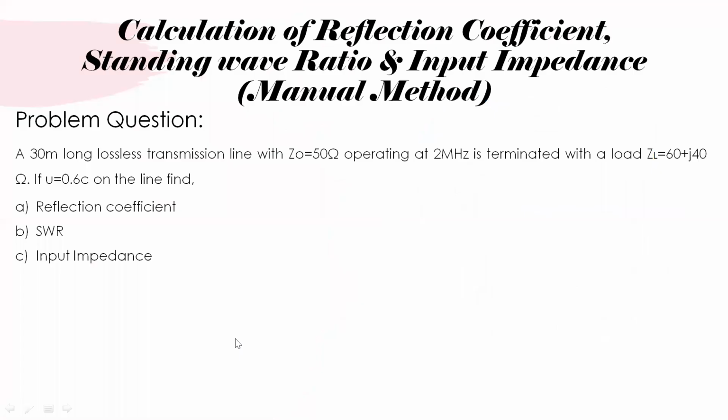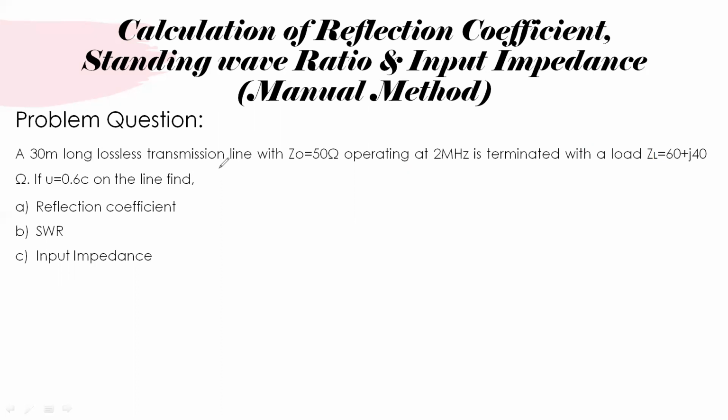Next we will see how to calculate the reflection coefficient gamma, the standing wave ratio S, and another value, the input impedance, using the Smith chart. Before going to the Smith chart, let us do the manual calculation and see how to proceed. The question is given here. This question has been taken from the textbook Sadiku, Elements of Electromagnetics, 6th edition. Even if you want, you can go through it, and you can identify similar kinds of problems there.